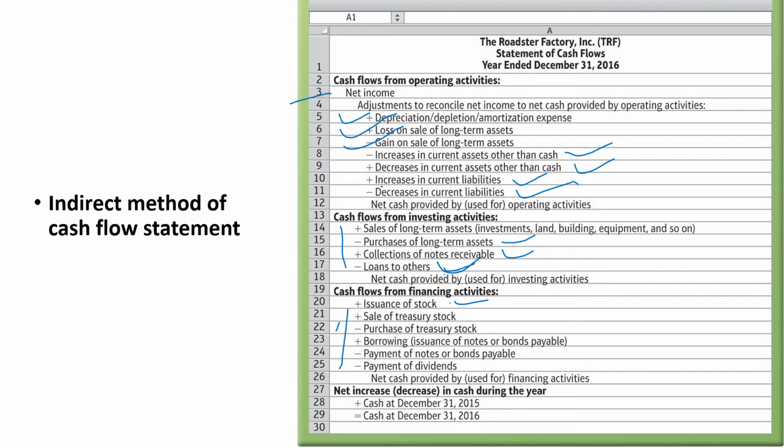And sale of treasury stock, if we sell the treasury stock, we receive money. That is why this amount of money will be added. And purchase of treasury stock, if we purchase treasury stock, then we will have to pay, so money will go out. Borrowing, money will come in; payment, money will go out; and payment of dividends, money will go out. So this way we actually reach the net cash at hand.